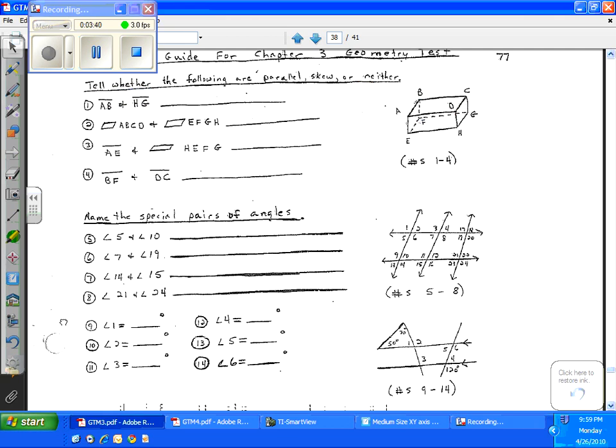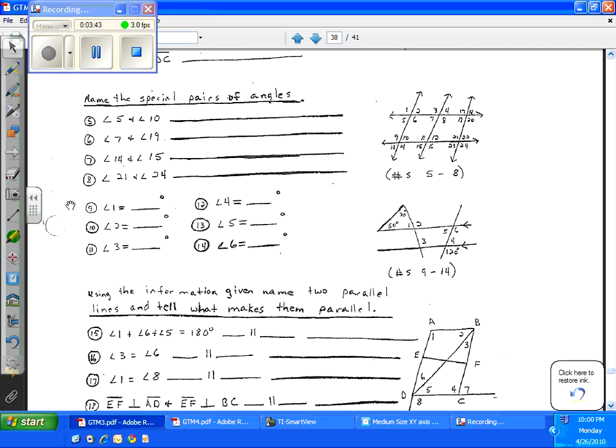Number 5 through 8, special pairs of angles. Now what we're talking about here are alternate interior angles, corresponding angles, and same side interior angles. The formal definitions: alternate interior angles are two non-adjacent interior angles on opposite sides of the transversal. Corresponding angles are two angles in corresponding positions relative to the two lines. Same side interior angles are two interior angles on the same side of the transversal.